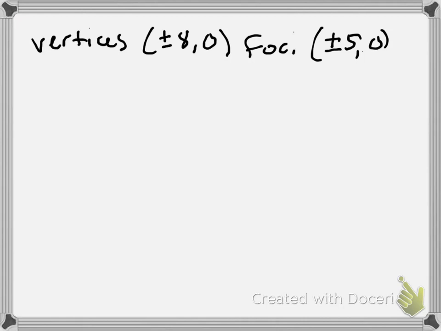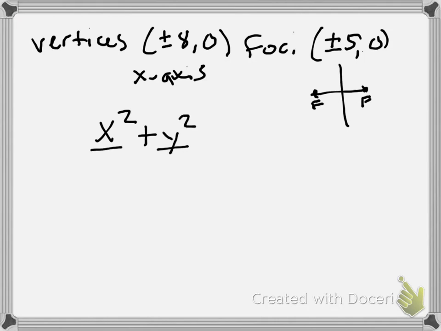Your vertices can tell you as well. However, there's technically co-vertices too, where it crosses your other axis. So your foci is your better way of determining which one is which. So let's say if I had some sort of an ellipse. Well, my foci is going to go 5 in this direction and 5 in this direction. There's my foci. Well, the foci are on my x-axis, so this means this is an x-axis major. Okay, so x squared, y squared equals 1.